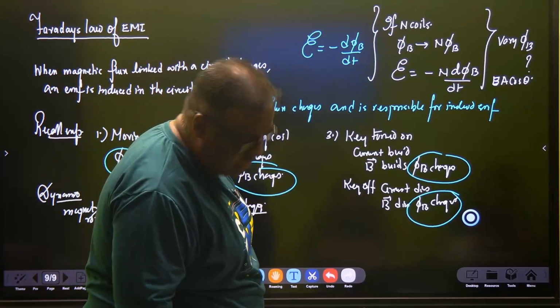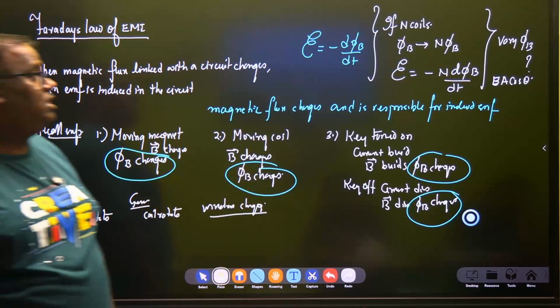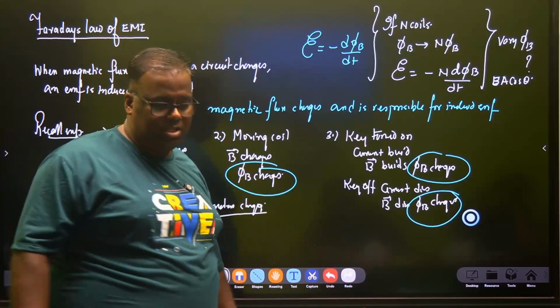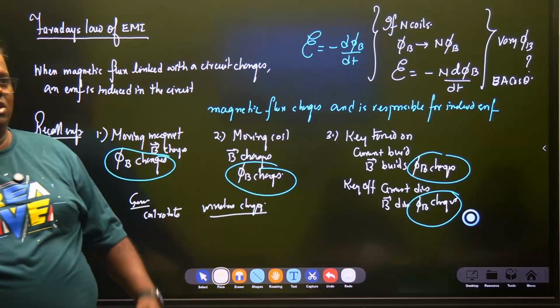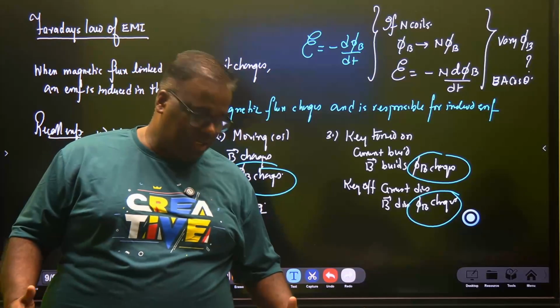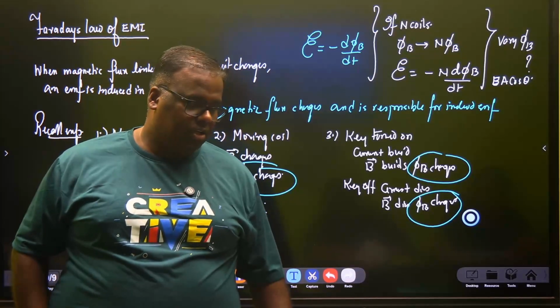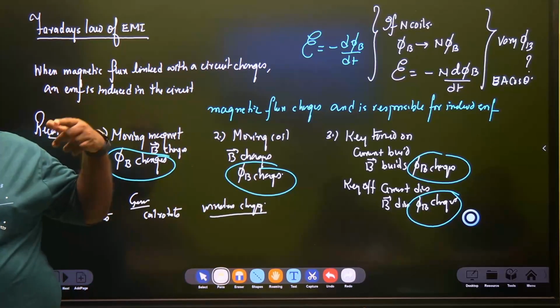So if you change area, you can change the flux. If you change magnetic field, you can change the flux. If you change the angle, you can do it too. And some examples are dynamo, generator, and wireless charging. In a dynamo, we turn the magnet and the coil is stationary. In a generator, we rotate the coil and phi changes. Wireless charging, the current in the coil. Which coil? Docking station, the current keeps changing.